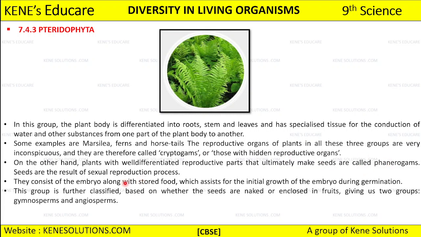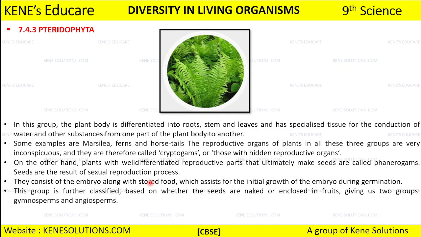Seeds are the result of the sexual reproduction process. How do we get seeds? Seeds are a result that we get because of the sexual reproduction that occurs in the plant. They consist of the embryo along with the stored food, which assists the initial growth of the embryo during germination.